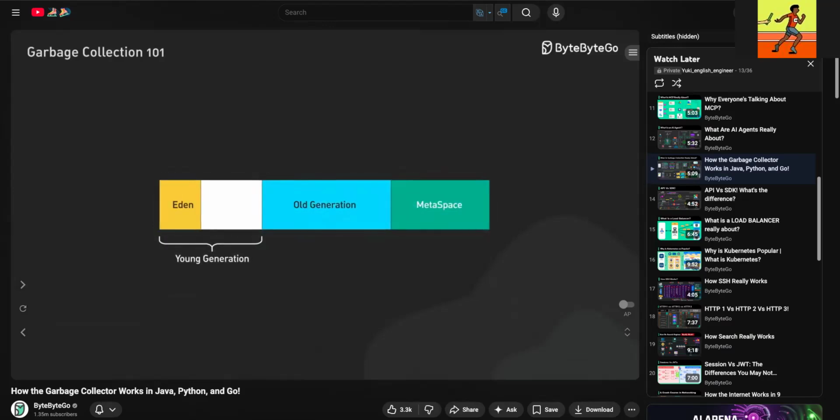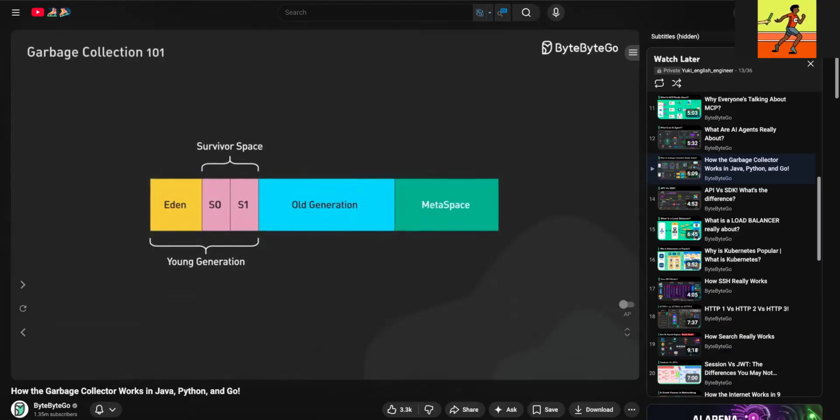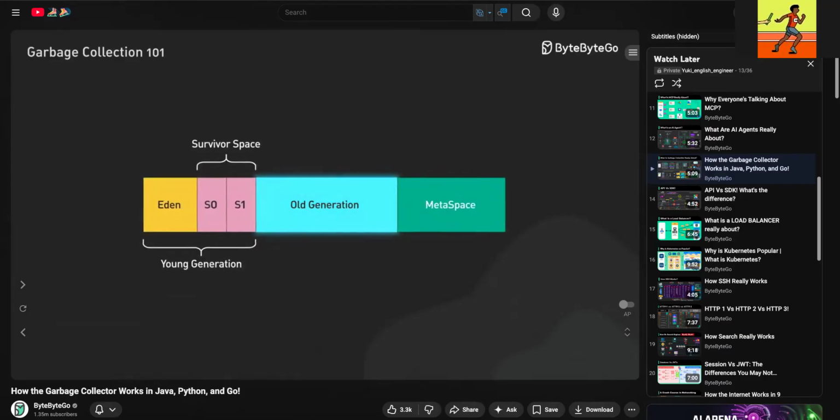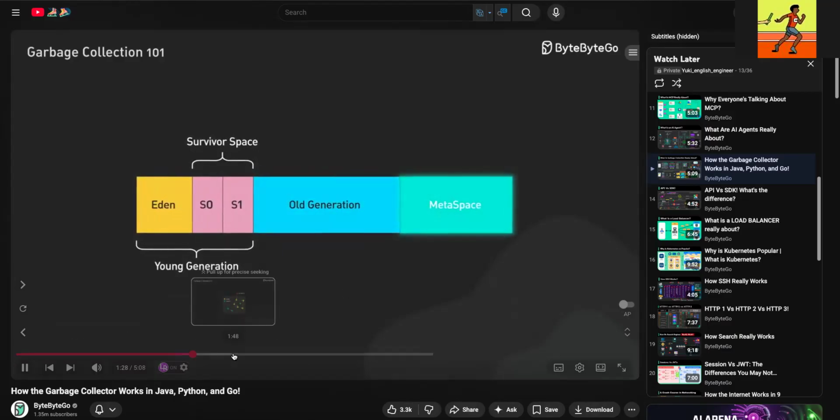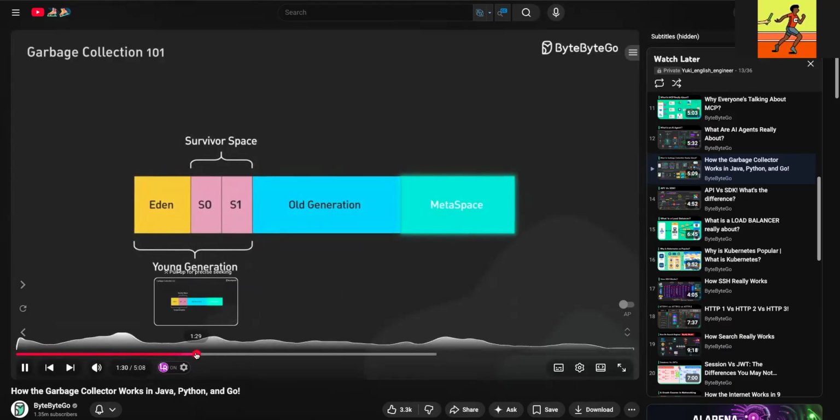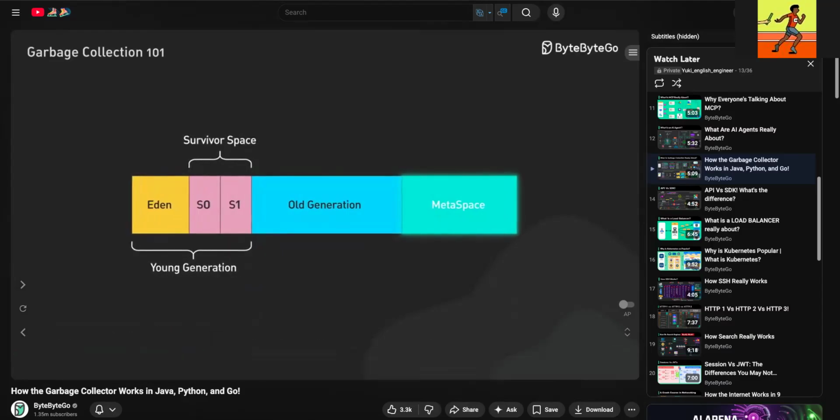New objects start life in the young generation's Eden space. If they survive multiple collection cycles, they graduate to the survivor space within the young generation. The rare objects that persist even longer earn promotion to the old generation, where collection happens less frequently, but more thoroughly. The metaspace is Java-specific, used for class metadata to help reduce memory footprint in large applications.